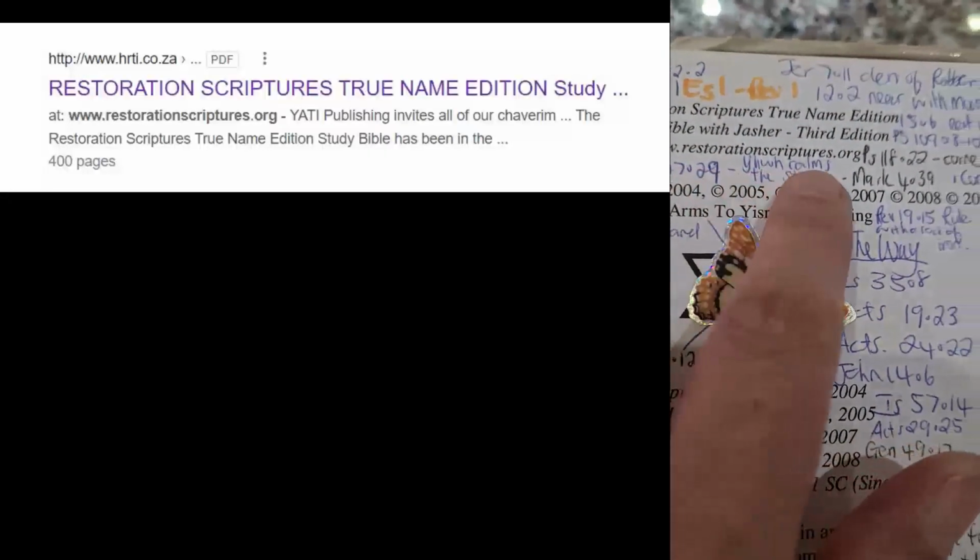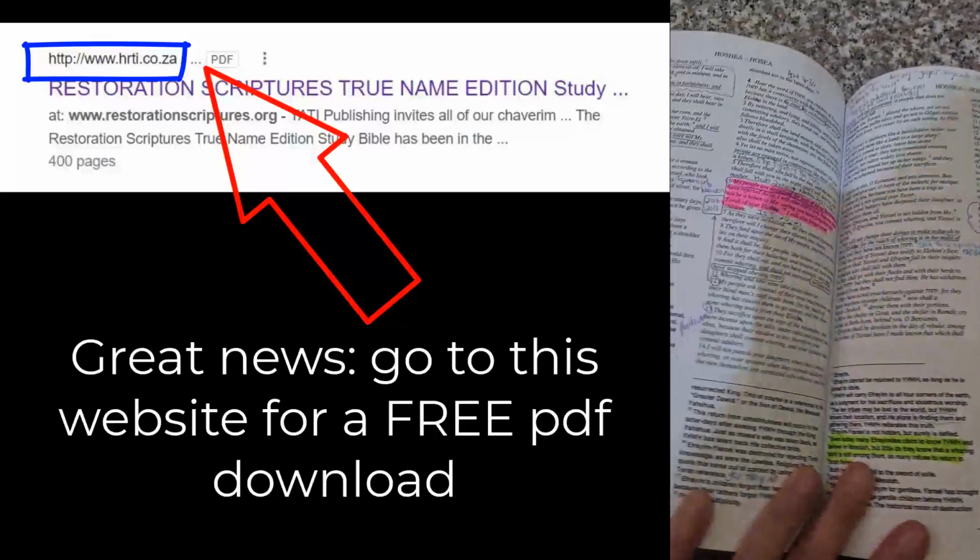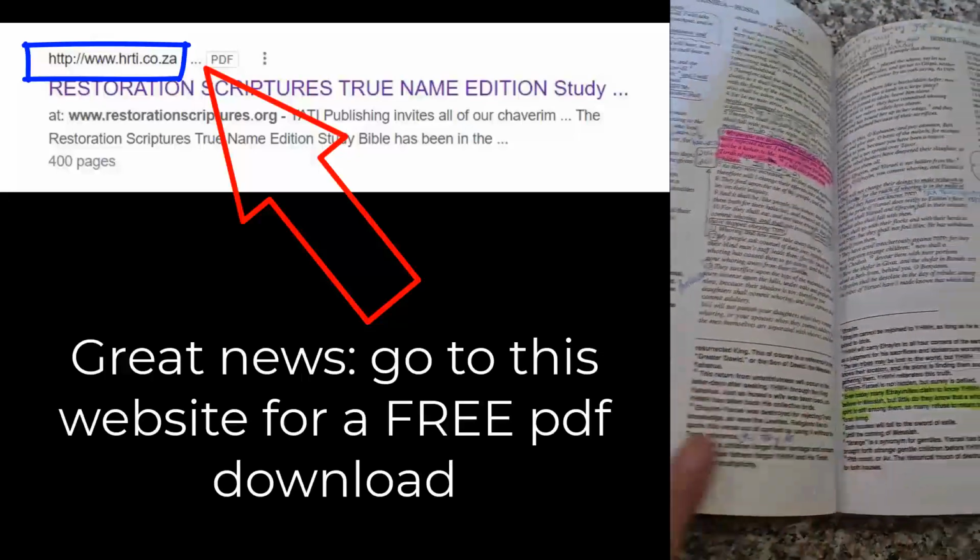So this is my favorite Bible that I use the most. It is quite thick, it's been used many years, but it's a very thick Bible. This is the Restoration Scriptures True Name Edition, and it also has the book of Yasharin, which is great. This Bible you can order from www.restorationscriptures.org, but unfortunately it is extremely expensive, so it's about $4,000. But I've invested in this Bible.